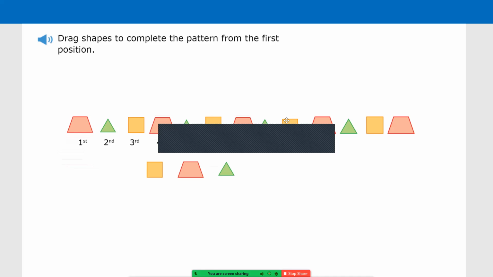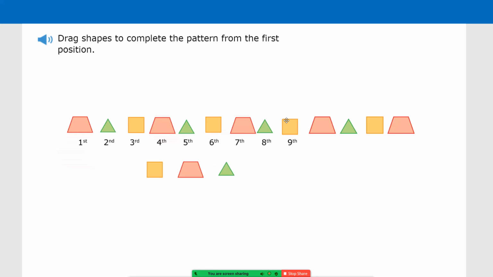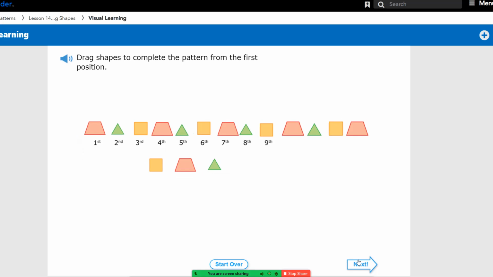So let's take a look at these shapes and see what position they're in. We know that this one, our trapezoid, is the first shape, the fourth shape, and the seventh shape. Our triangle is the second, the fifth, and the eighth, and so on. Now the square is at position 3, 6, and 9. Now we know these are multiples of 3. So one less than that would be the triangle shape, and one more than that would be the trapezoid shape. So let's keep that in mind as we work through the rest of these questions.